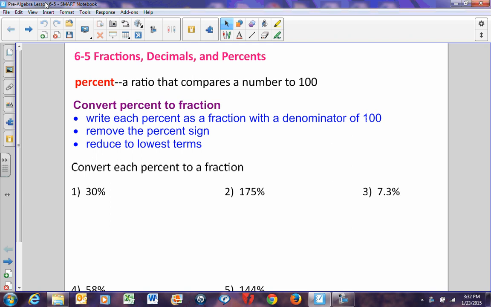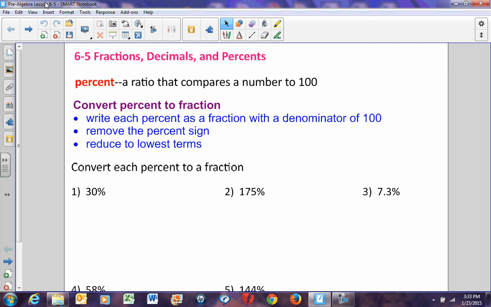So after today, you'll know how to change fractions to percents, percents to fractions, decimals to fractions and percents, and vice versa. All right, the first thing we're going to learn today is to convert a percent to a fraction. To convert a percent to a fraction, you write each percent as a fraction with a denominator of 100. It doesn't matter how the percent is written, write it with a denominator of 100, and from there, you'll clear it out to get a fraction. Remove your percent sign, and then reduce your fraction to lowest terms.